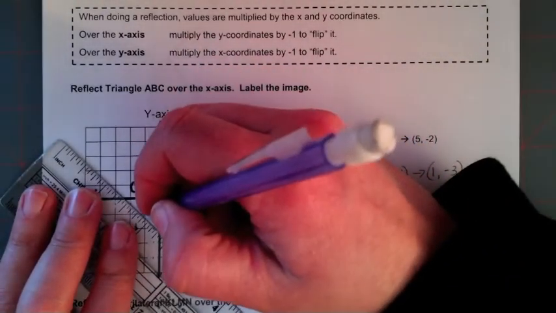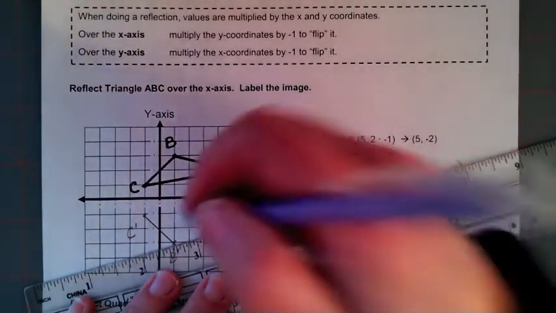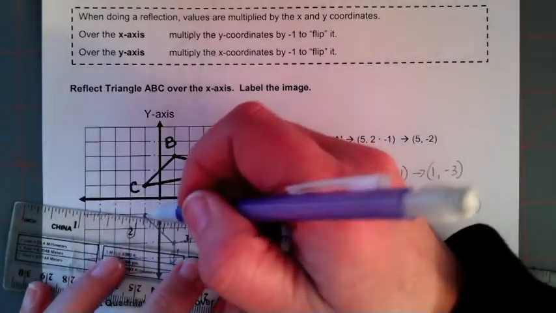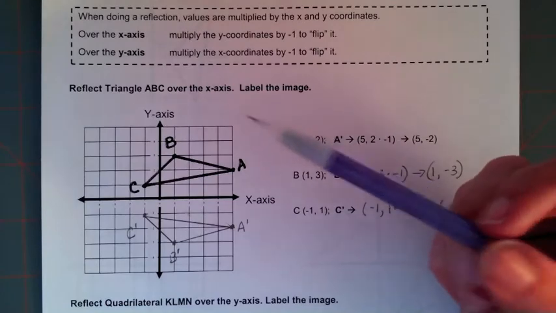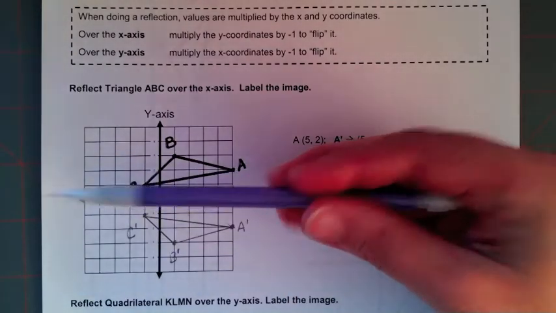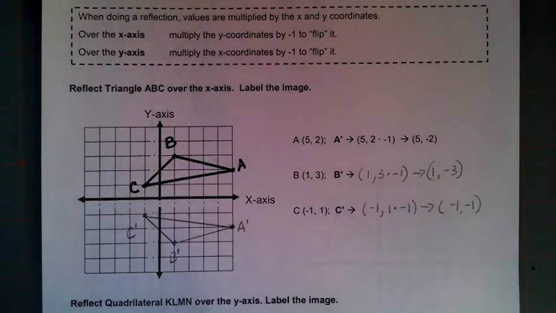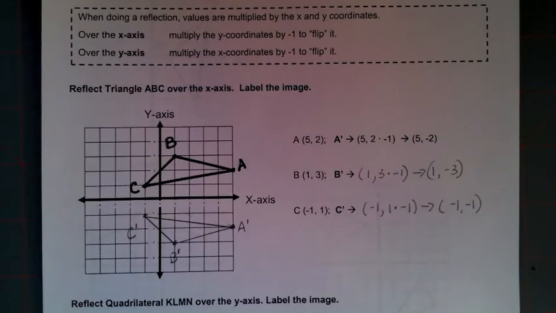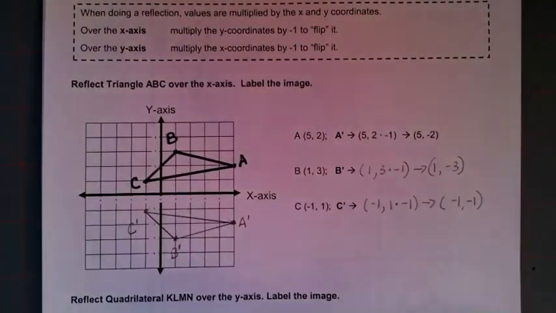Let's take our ruler and connect it and look at what our new image looks like. Notice we have exactly the same triangle. It's simply flipped over the x-axis. This x-axis is our line of reflection. Now let's try to do this with a reflection over the y-axis instead.